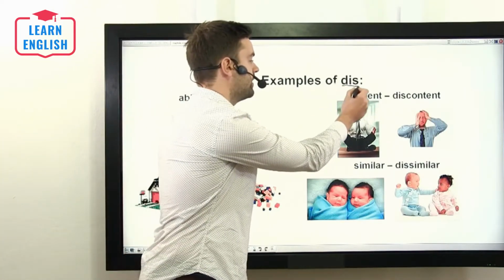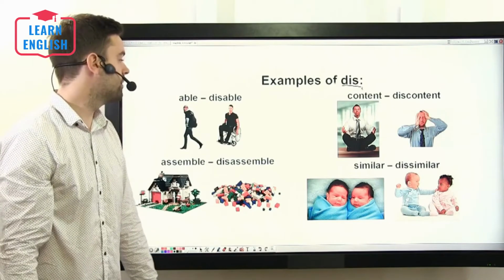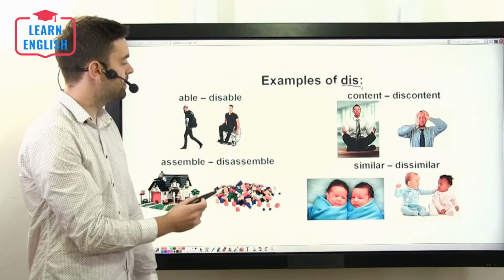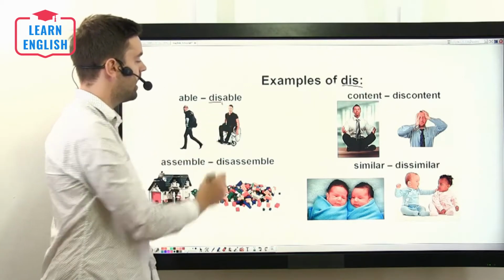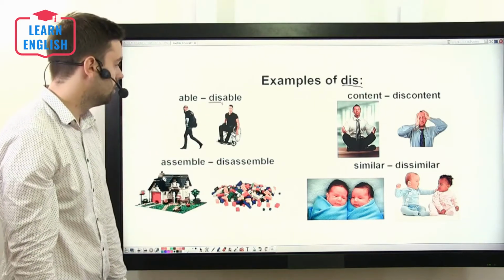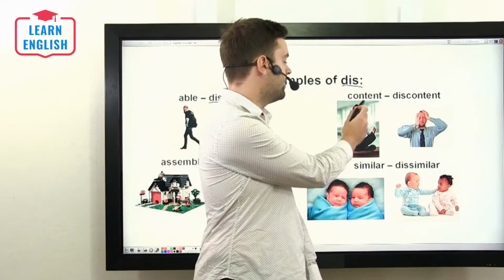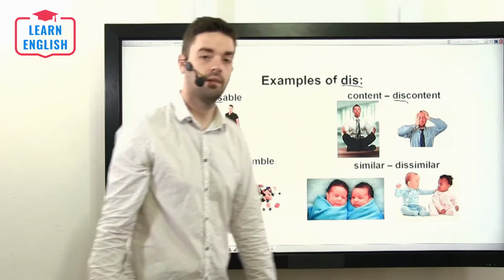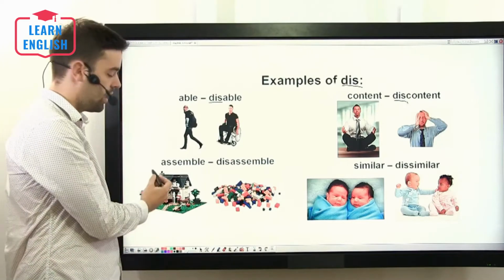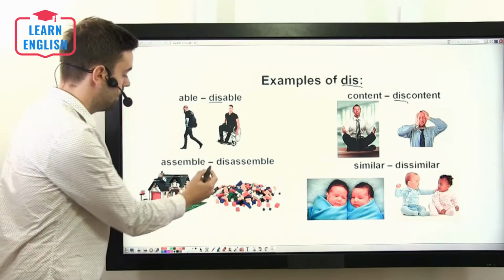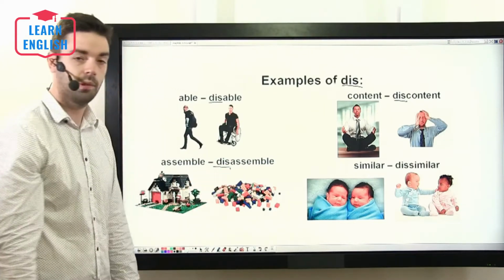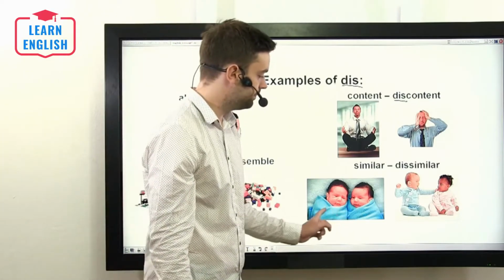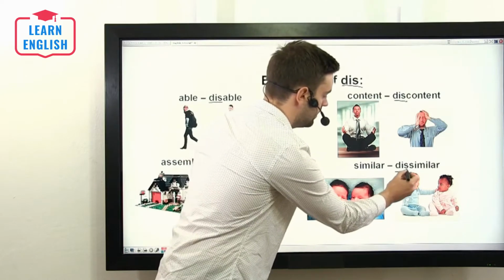We can use dis, D-I-S. So this person is able, this person is disabled. Content, discontent. Assemble, disassemble. Similar, dissimilar.